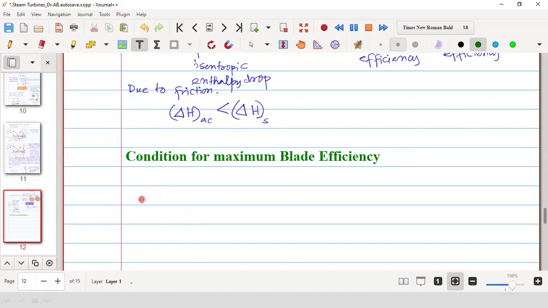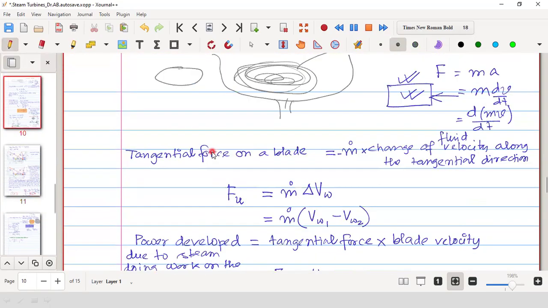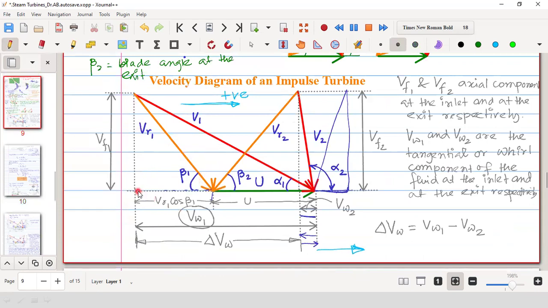Now we can rewrite. What is blade efficiency? Blade efficiency is 2 delta V W U by V1 square. Now, what is delta V W? If we see that triangle, delta V W is the change of the tangential component, or the whirl component, of the fluid.